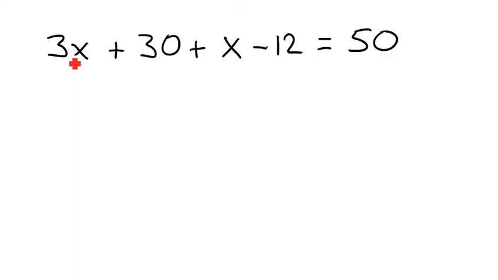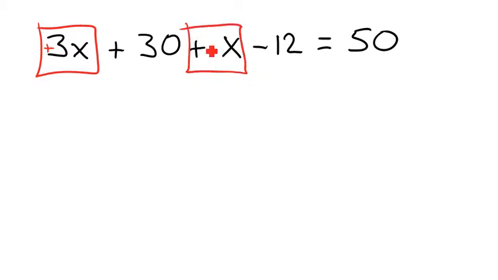Alright, our first step is to combine like terms. Let's see, I have a 3x. That's a positive 3x. If you want to put a plus in front of it, you can. That's positive 3x. Here's another one right here, and that has the invisible 1 in front of it. Remember that? That's a positive 1x. So I can combine these two together right there. Okay, so 3x and 1x would make 4x.